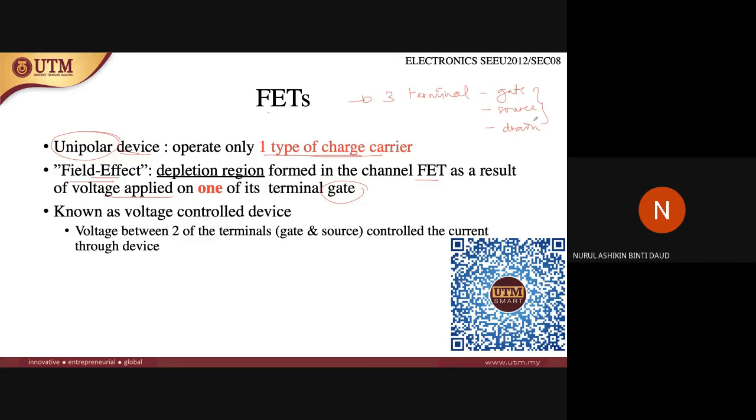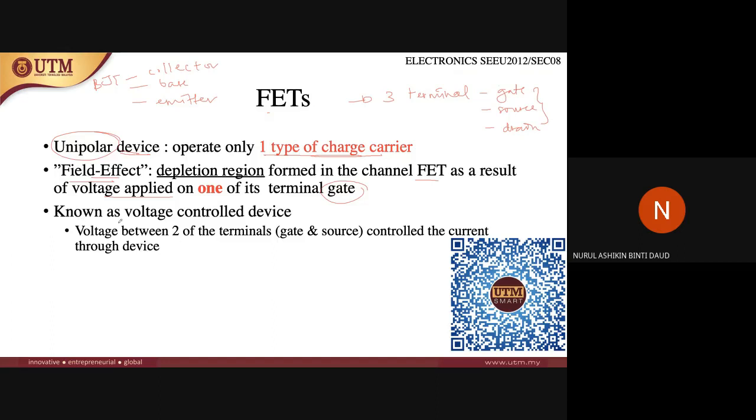Okay, so for BJT it is different, right? For BJT we have collector, base, and emitter. So don't get confused between FETs and BJT. For BJT we have collector, base, and also emitter. Okay, CBE. But for FETs we have G, S, and D.